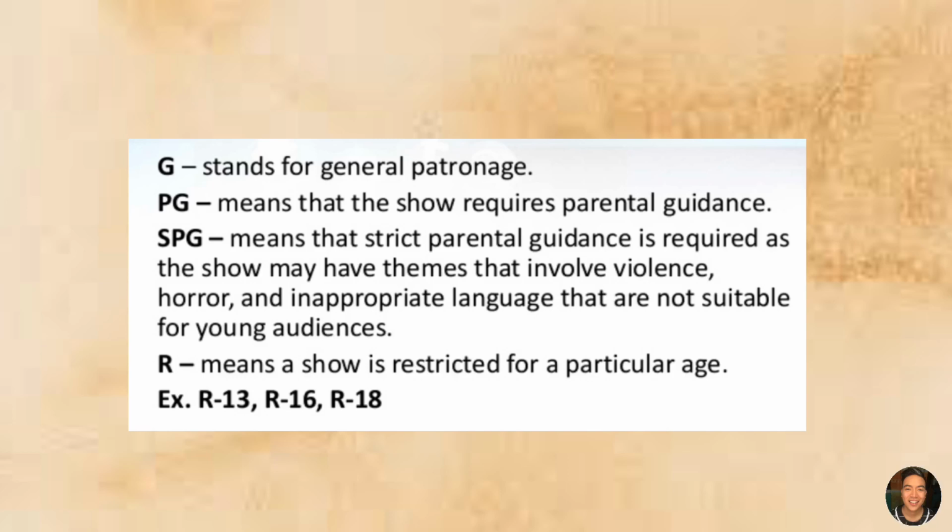So G stands for general patronage, meaning the movie or the show can be watched by anyone. PG means that the show requires parental guidance. SPG means that strict parental guidance is required as the show may have themes that involve violence, horror, and inappropriate language that are not suitable for very young audiences. And for R, it means a show is restricted to a particular age. Example, R13, R16, or R18.